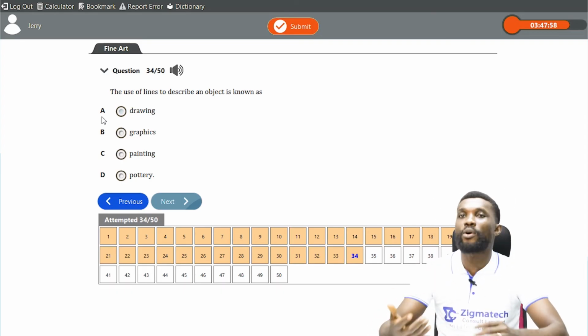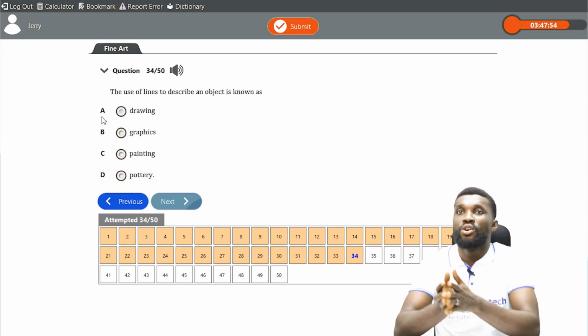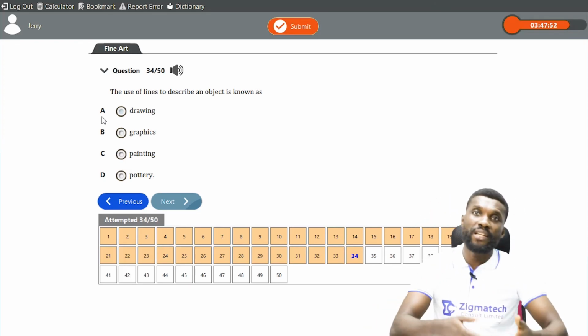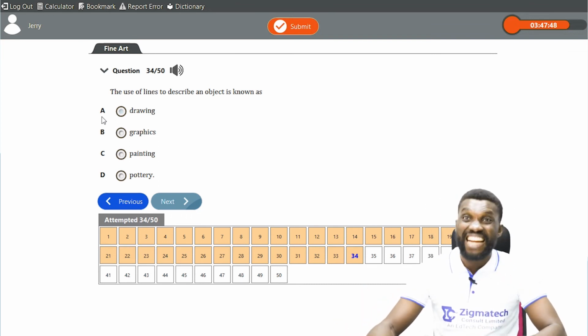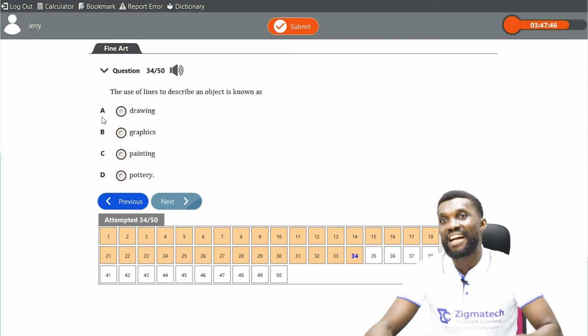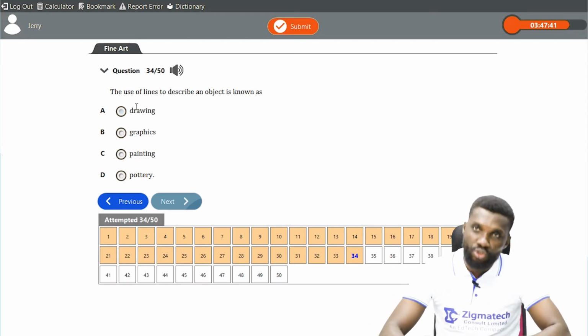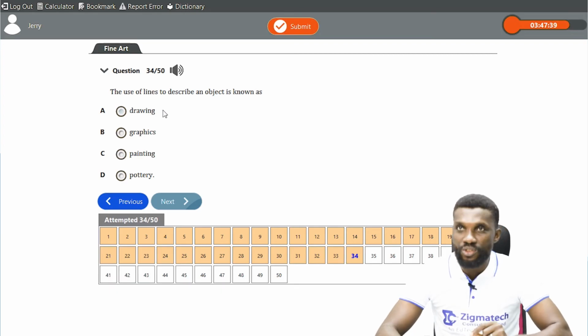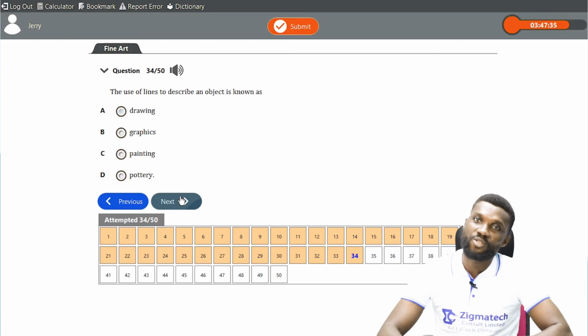Pottery, rather, is the use of clay to make what? Utilitarian objects such as plate, cup, WC, to mention but a few. Now, the question is, the use of lines to describe an object is known as drawing. Drawing is the use of lines to describe an object. All right, so now let's go back to the next question.